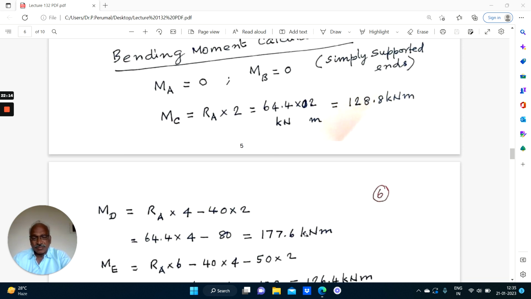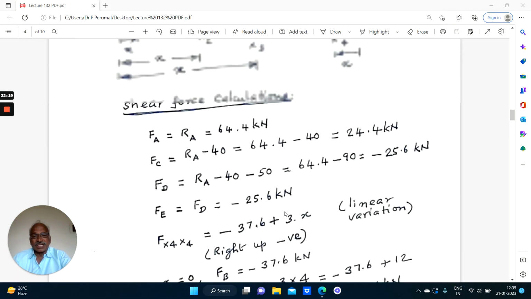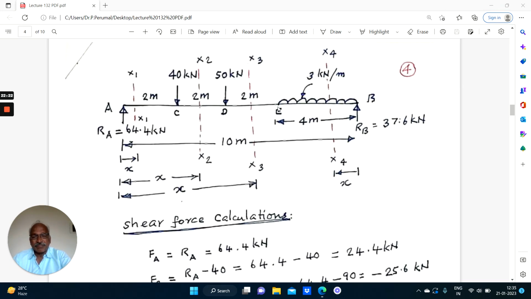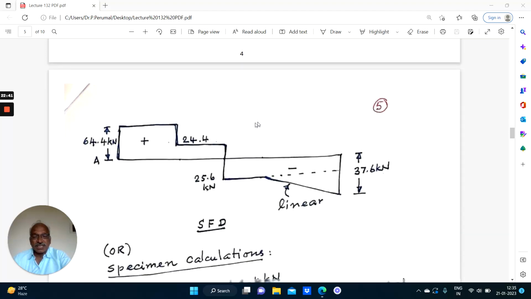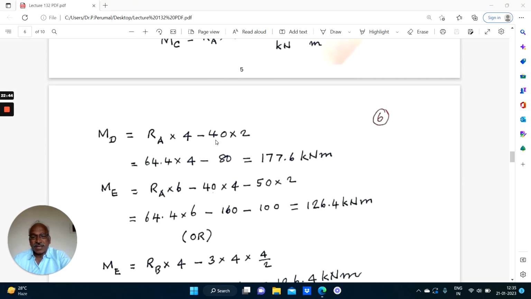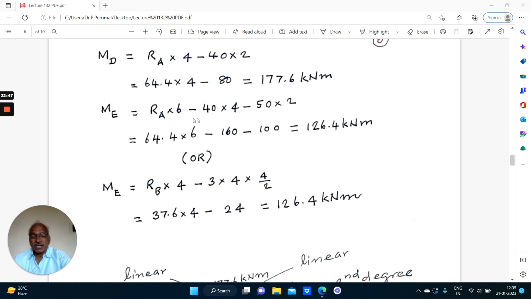2, 177.6, and ME, the moment at the point E, is RA into 6 meters. ME means you would refer all the distances up to the point E. RA into 6 meters minus 40 into 4 meters minus 50 into 2 meters, up to the point E. So that will give the bending moment ME equal to this value, RA into 6 minus 40 into 4 minus 50 into 2 equal to 126.6 kilonewton meter.